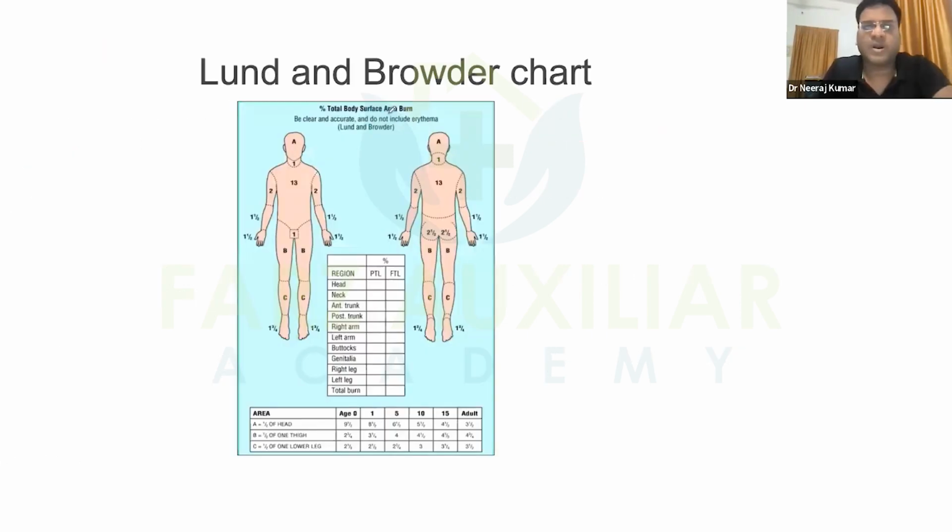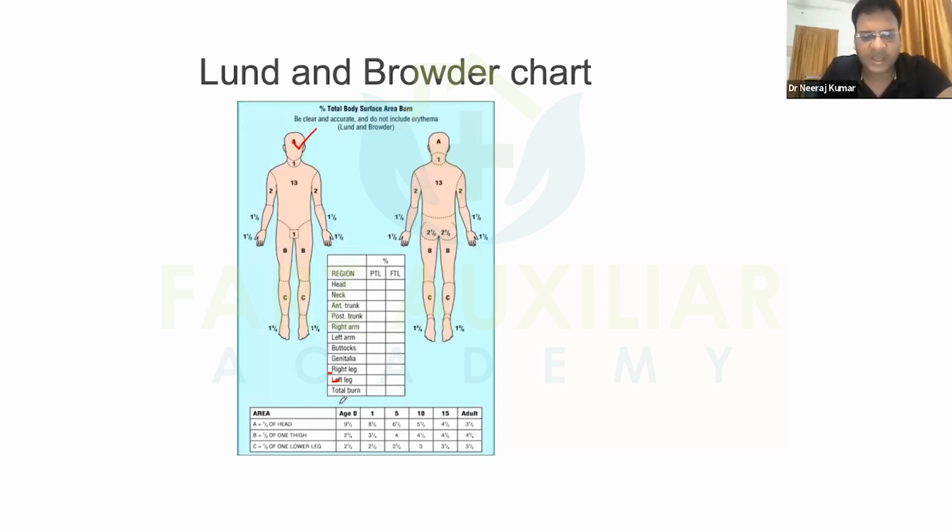So this is the Lund and Browder chart where TBSA is calculated. Here all those regions have been marked. They start from the head and end at the lower limb, like right leg and left leg. Then genitalia, buttock. You all know that it's 13%, then 13% back, 13%, then arm, which is further divided into this part. You need to remember these. There's no point that without remembering it, you will be able to solve all those important calculation-based questions.